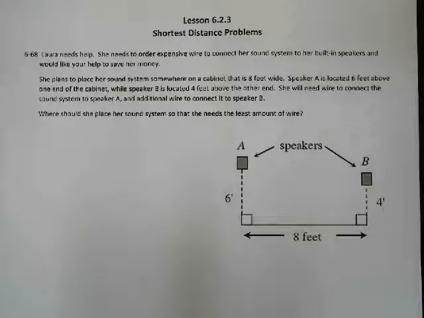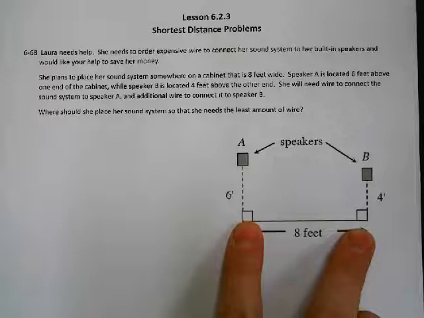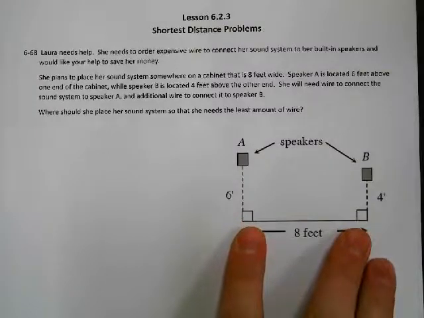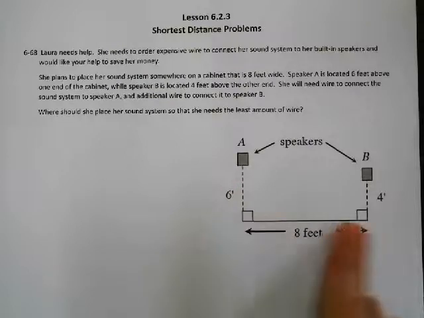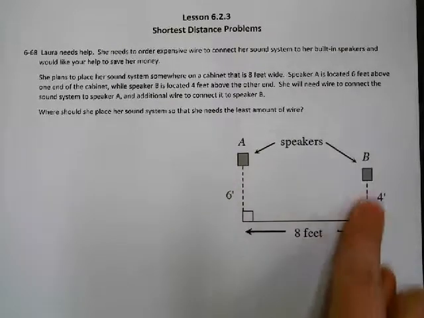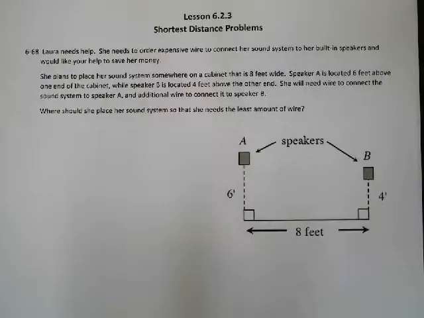Well, we're only going to do one shortest distance problem. Anyways, here's the deal. Laura needs some help. She's hooking up some speakers that she's going to set up above an 8-foot cabinet. And for some reason, she's not into symmetry. So she wants one of these speakers to be 6 foot up and the other speaker to be 4 foot up. And she wants to know where to put her sound system. And she has to connect to those speakers.